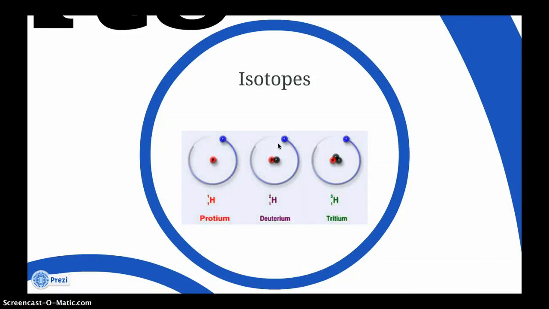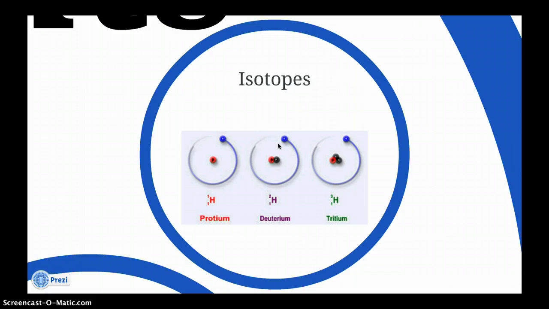Isotopes. Isotopes are variants of an atom of the same element. The factor that varies is the number of neutrons it contains. Thus, they have different atomic masses and different physical properties. Every element contains one or more isotopes.